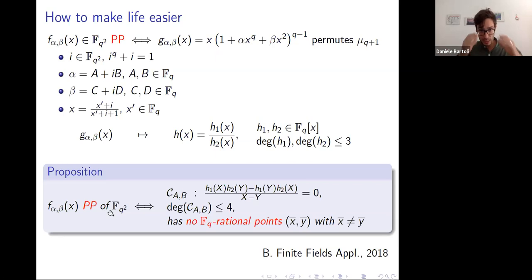So using this approach, actually you can completely classify pairs alpha and beta for which this curve has your favorite condition, and so this guy is a permutation.